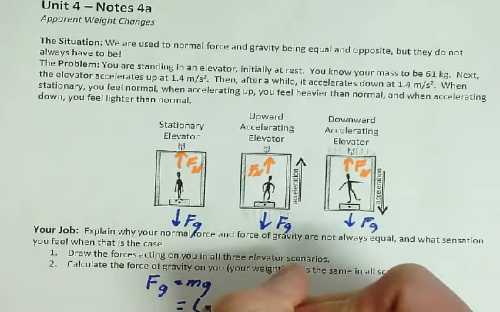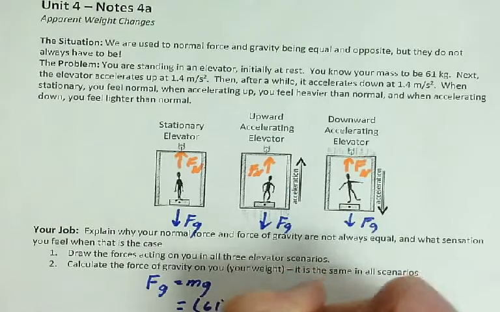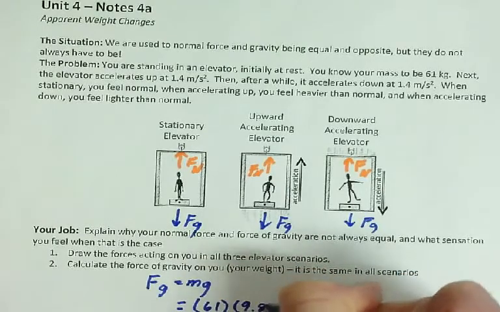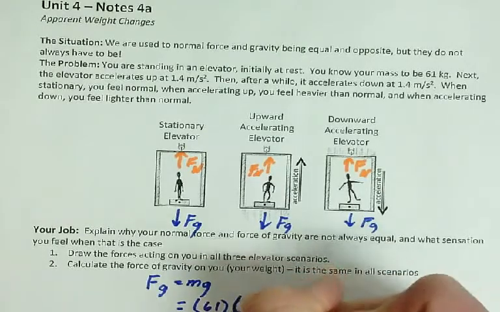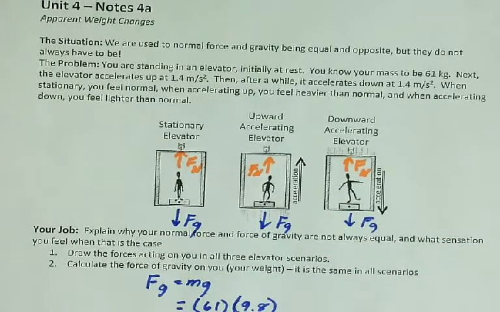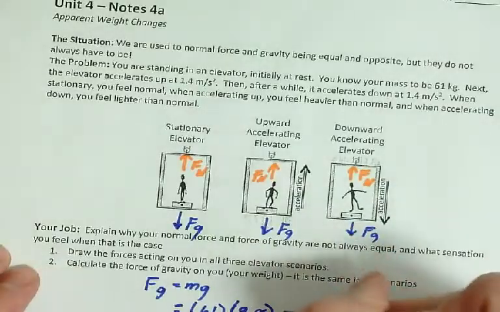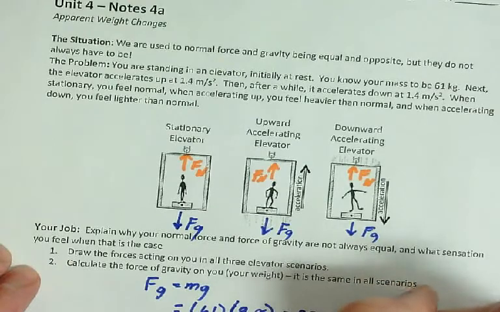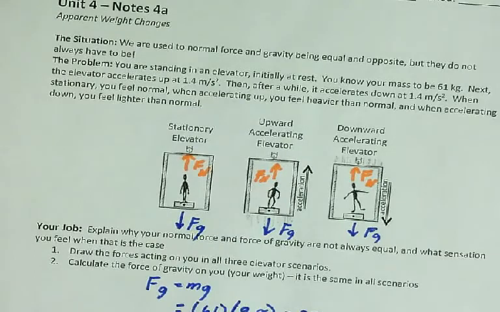Mass is, what do we say, 61. G is 9.8. Someone solve that for me real quick. Just do 9.8 times 61. Tell me what you get. What you got, Jacob? 597.8. Excellent. Thank you. Confirmed by another source. 597.8. Okay, so that is the value for gravity.